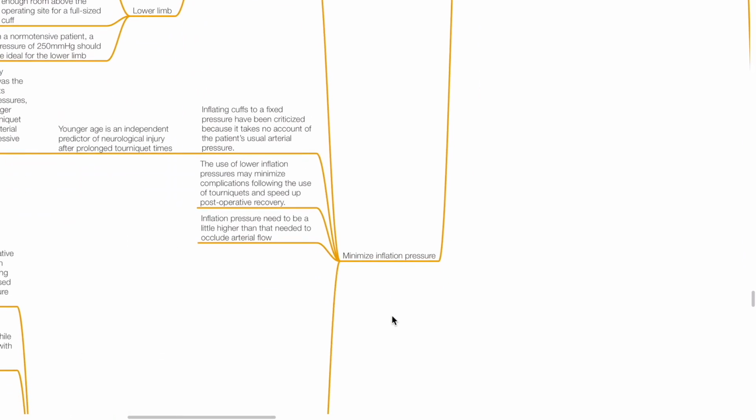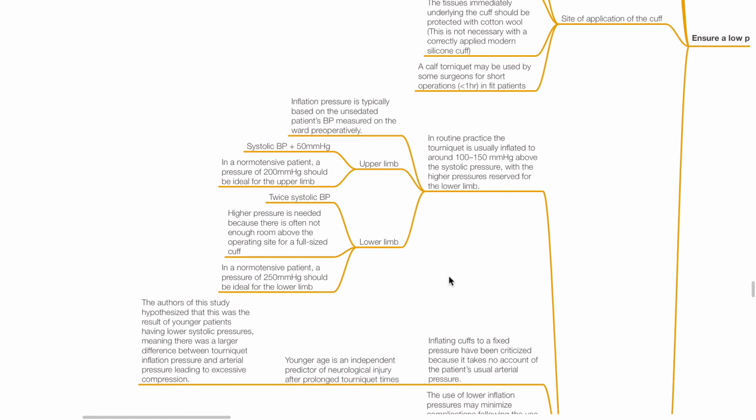Minimize inflation pressure. In routine practice, the tourniquet is usually inflated around 100 to 150 mmHg above the systolic pressure, with the higher pressures reserved for the lower limb. Inflation pressure is typically based on the unsedated patient's blood pressure, measured in the ward preoperatively. For the upper limb, the inflation pressure is systolic BP plus 50 mmHg. In a normotensive patient, a pressure of 200 mmHg should be ideal for the upper limb.